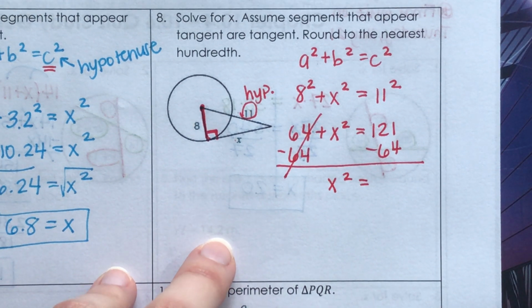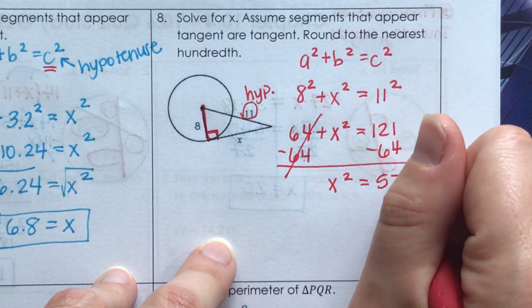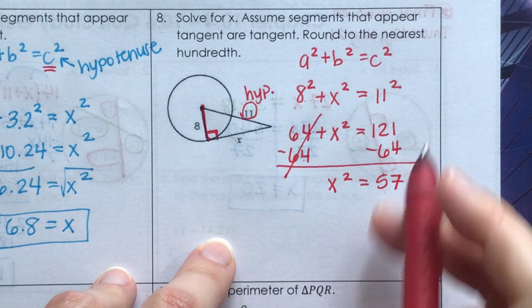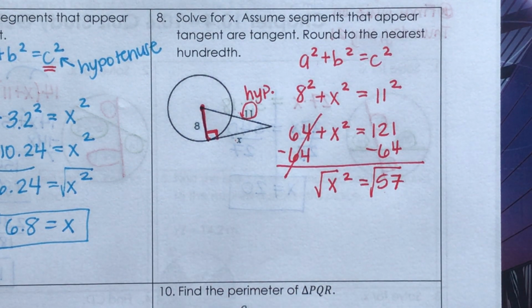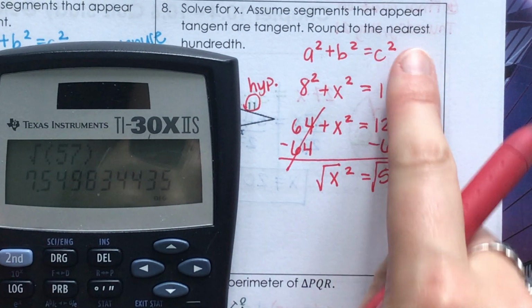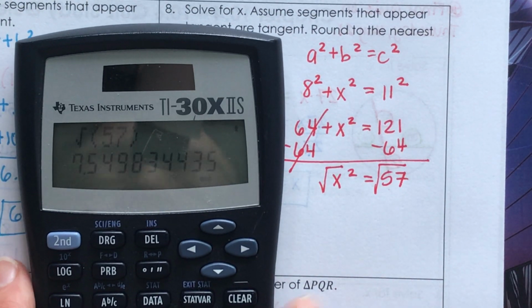I get x squared equals 57. And then to get the x by itself, I square root both sides. So I don't know what the square root of 57 is off the top of my head. Okay, so I'm rounding to the nearest hundredth, which is 2 decimal places.